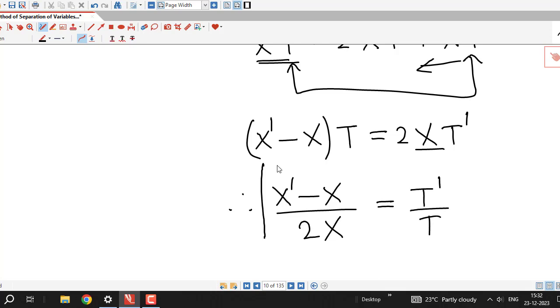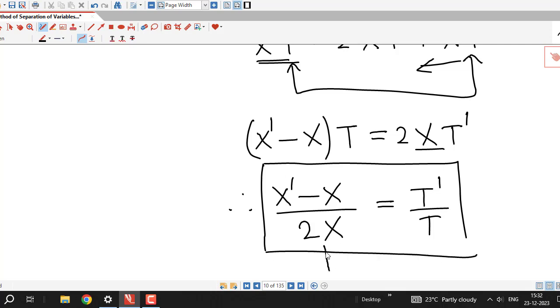After this we observe that on this side we have a function of only one variable x, and on this side we have a function of only one variable t. These two functions are equal, and this is possible only when both are equal to the same constant, say k.